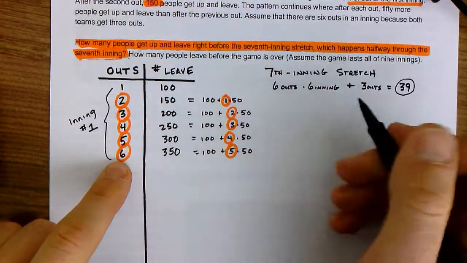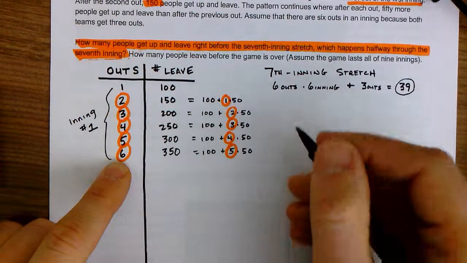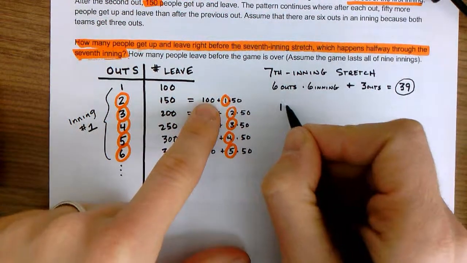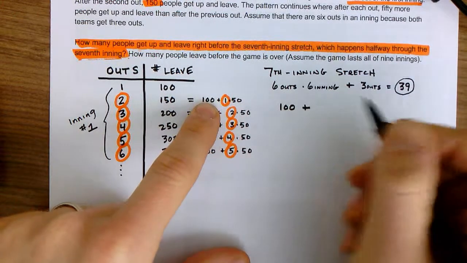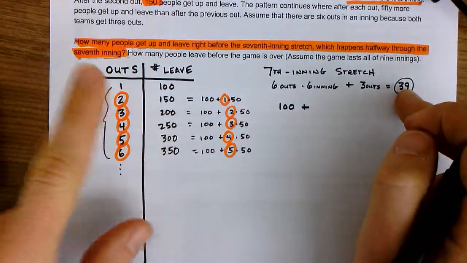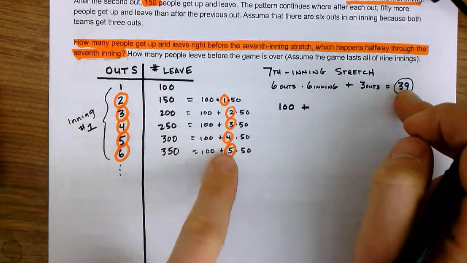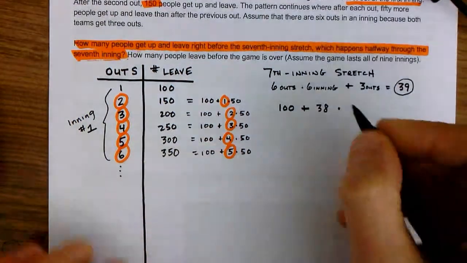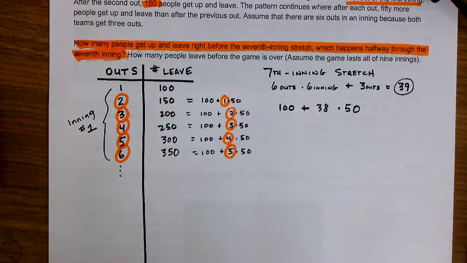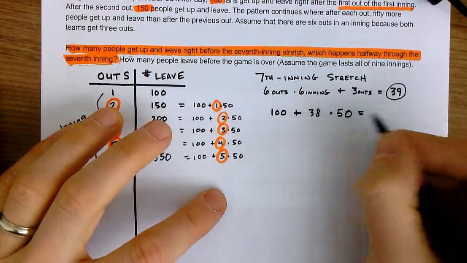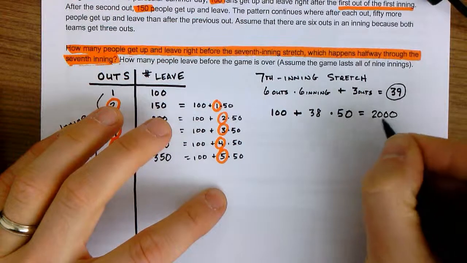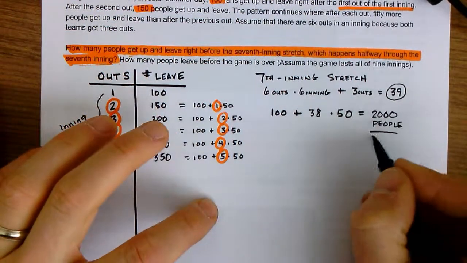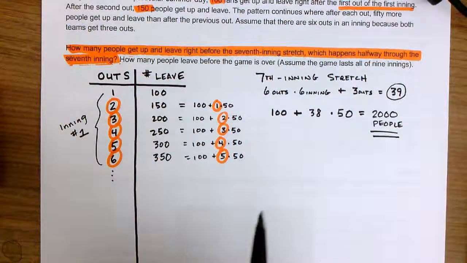So if we wanted to know the number that leave by the 7th inning stretch, what we could do is say that it's equal to 100 plus, since it's the 39th out, and this number is always 1 smaller, we could do 38 times 50. And if we work that out, we find that 2,000 people left at that time. So that's part 1 of the problem.